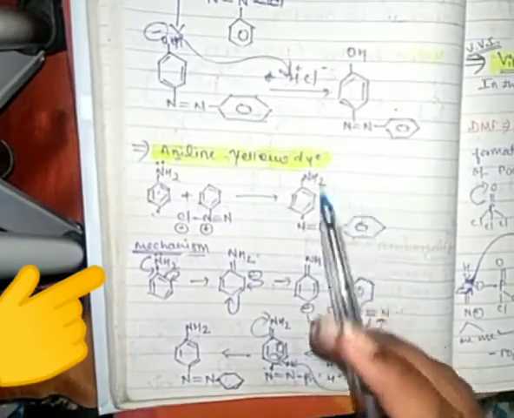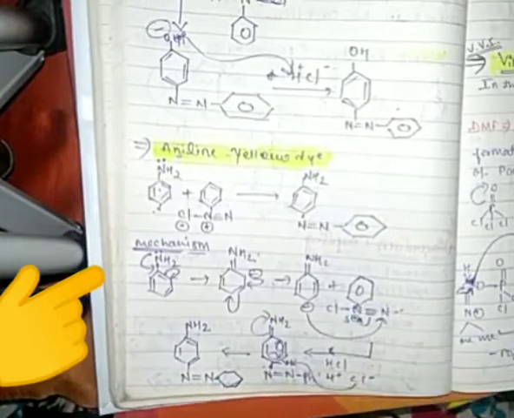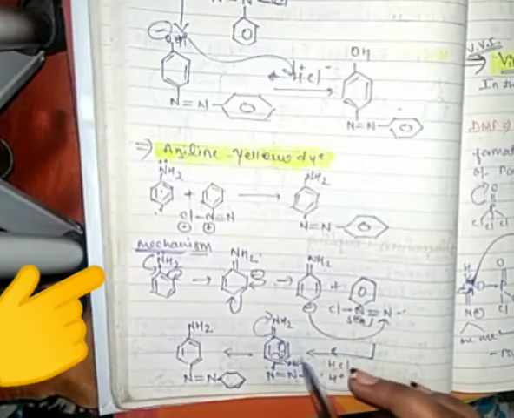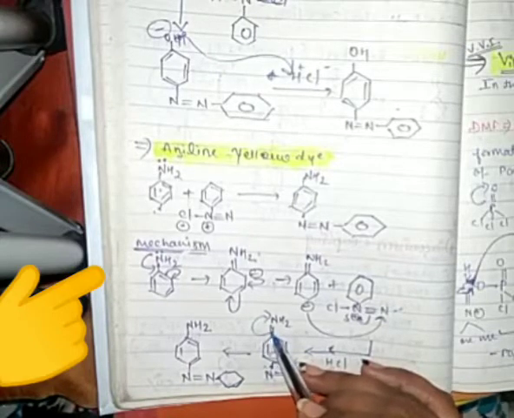Next, same as in phenol orange dye, this negative charge attacks on nitrogen, and this is shifted there, and chloride is removed. Next we see chloride attack on that hydrogen, and the bond is shifted, and stability is gained, and again this bond breaks as a lone pair, and we get yellow dye.